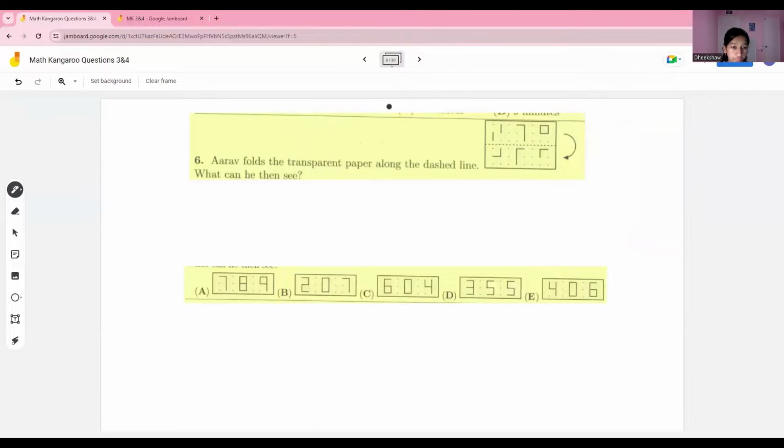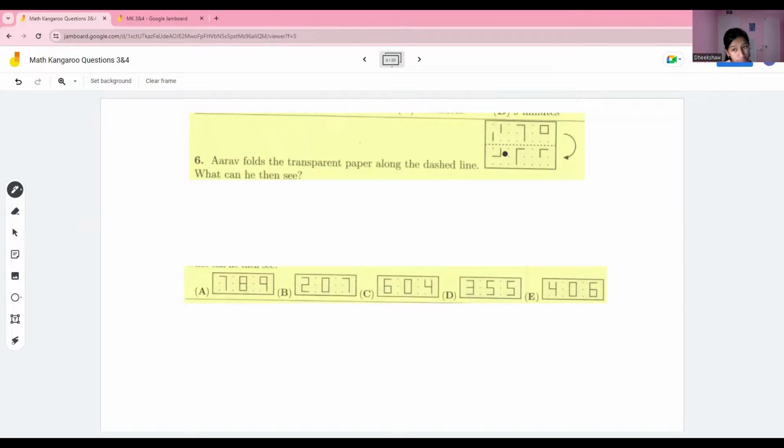Next question. Arab folds the transparent paper along the dashed line. What can you see there? For these kind of problems, once again, it's helpful to make a mental image of what we think the answer might be, but it's also a lot easier to just sort of try to visualize and draw out what the question is asking. So that's what we're going to do.